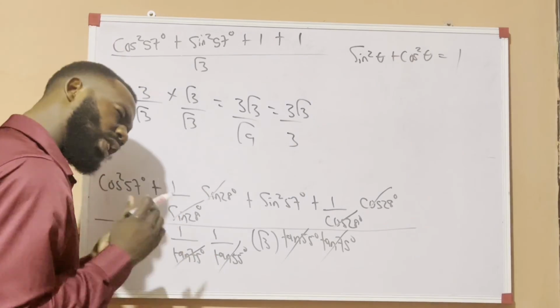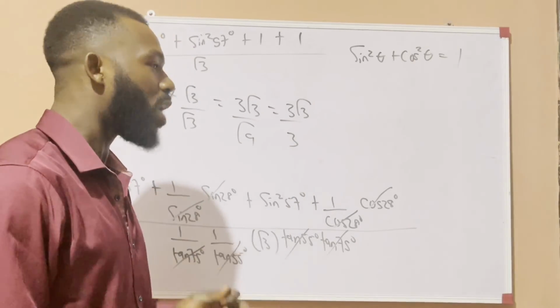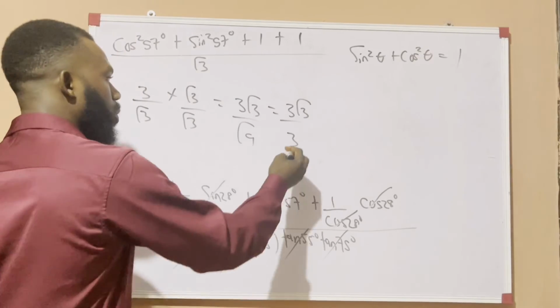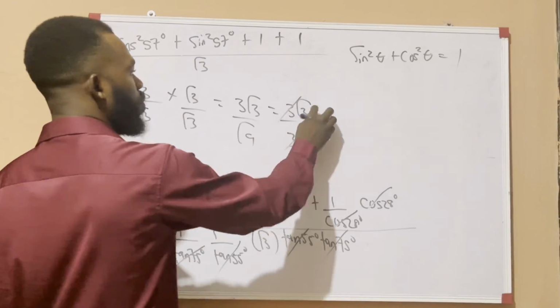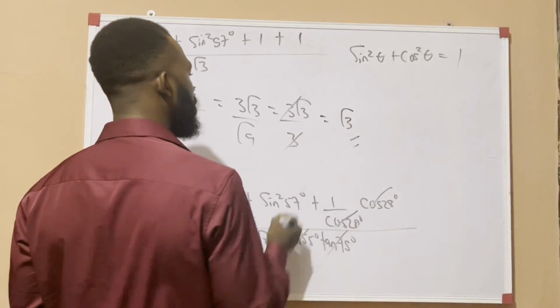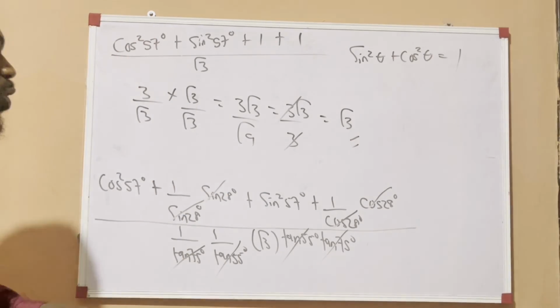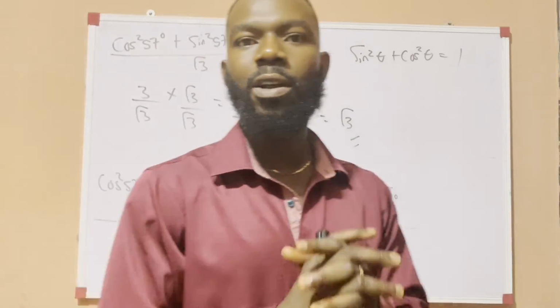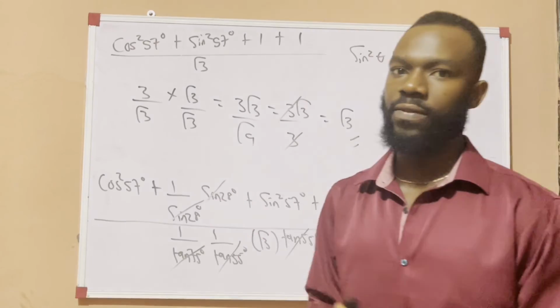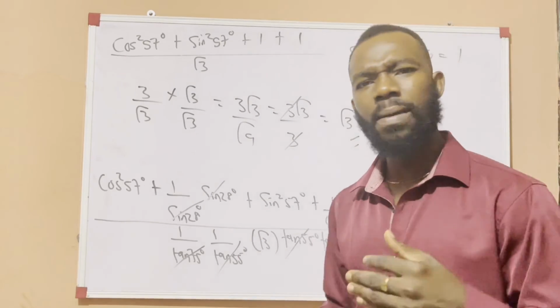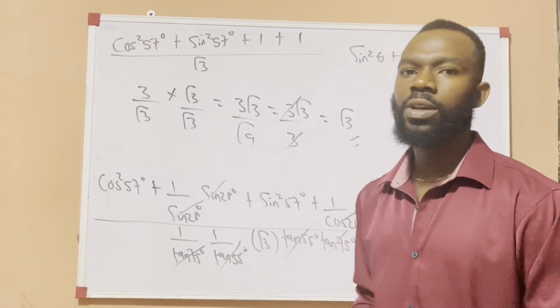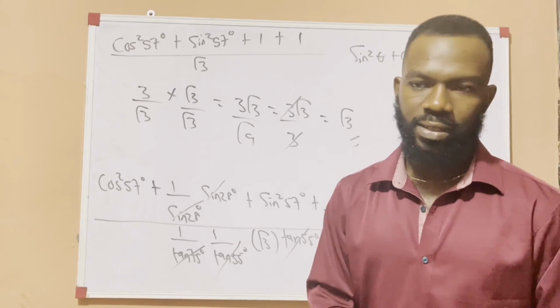Are you with me? Now, when 3 cancels out 3, what do I have left, class? Root 3. So this becomes the answer, or the value for the question which was given. You see how I solve this math step by step without being in a hurry? When you listen, you understand.